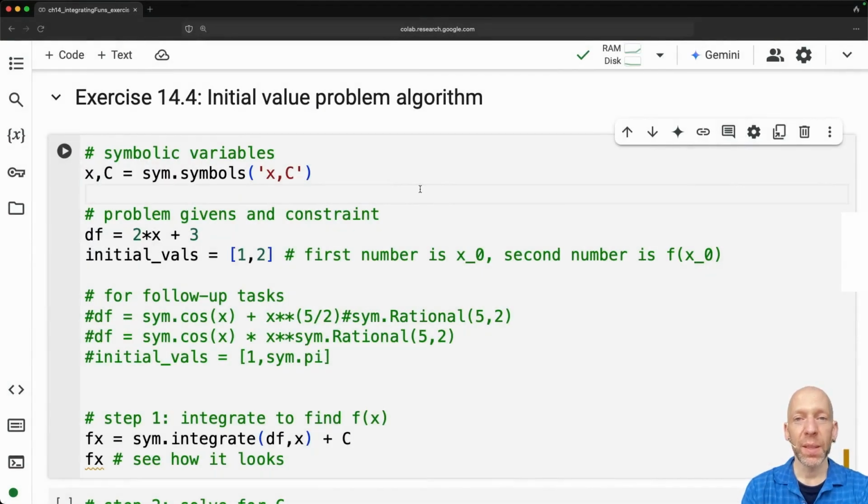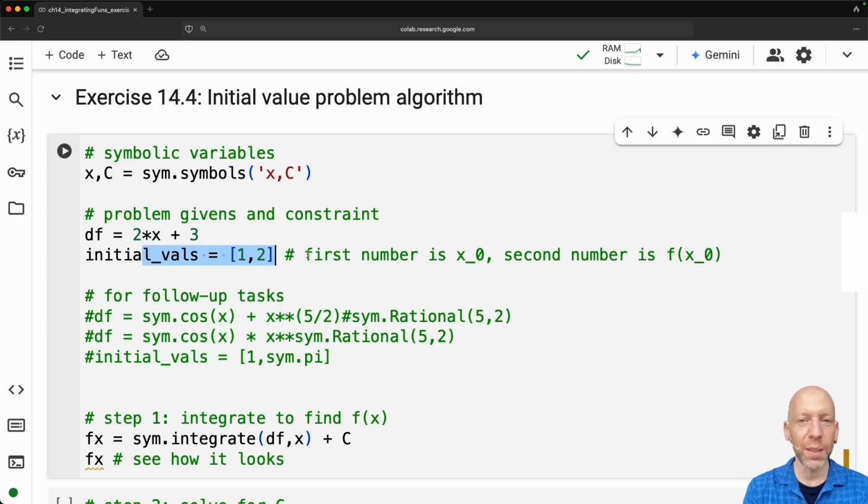Writing code for this exercise is all based on things you've learned before. The only trick here is to explicitly define a constant of integration as a separate variable. So here I'm defining two symbolic variables, x, that's for our function variable, and then c, and that's going to be the constant. Here I define the derivative. So again, we don't know the function yet. We have to integrate to find the function. Here we have the derivative, and these are the initial values.